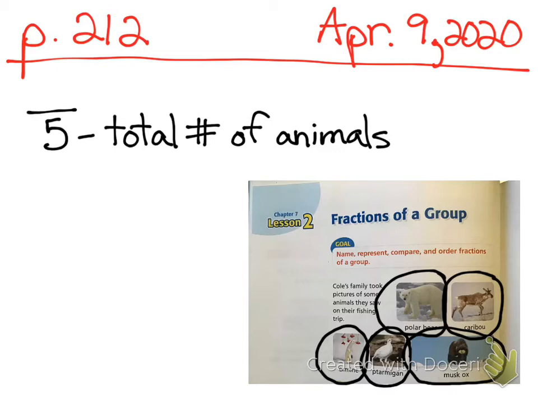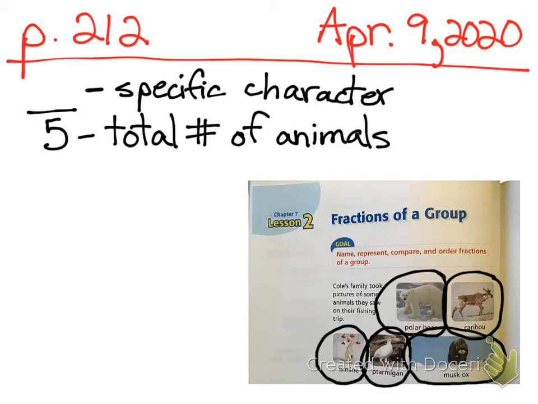The top number is going to be whatever characteristic you are looking for. So this is going to be a specific, that means one specific characteristic. And I'll explain that to you in a minute. Characteristic. That's a big word. Pause the video if you need a minute to write that down. Okay, we have a bear, a caribou, a muskox, ptarmigan, and ermine.